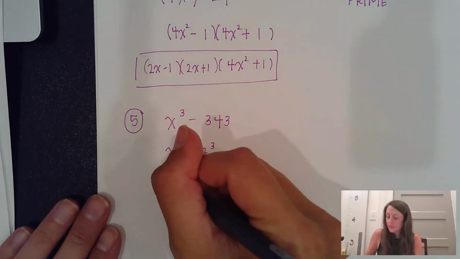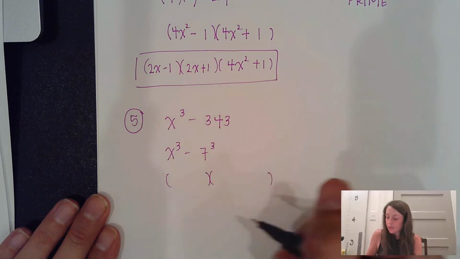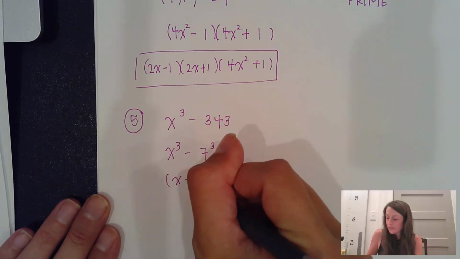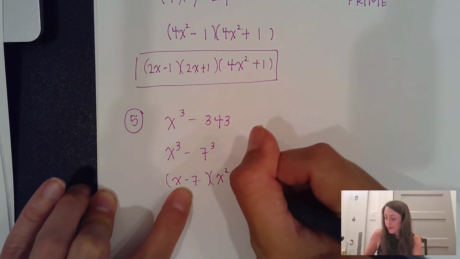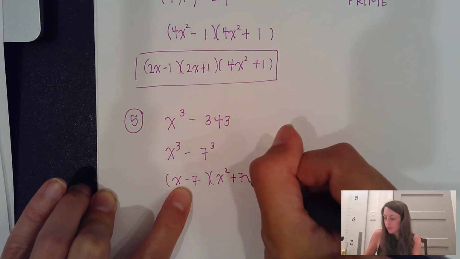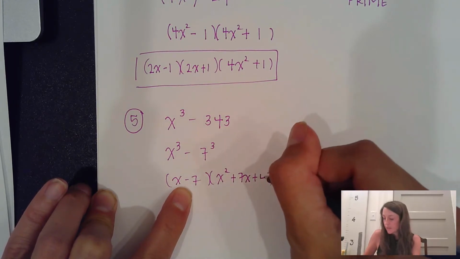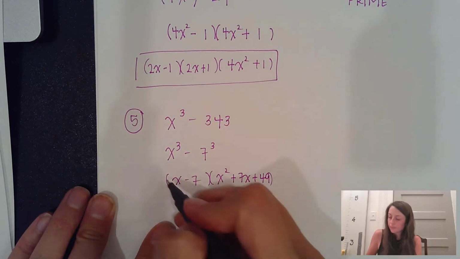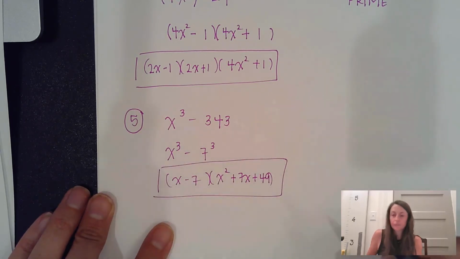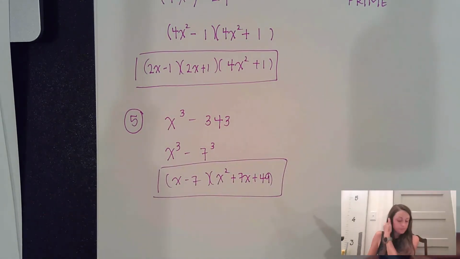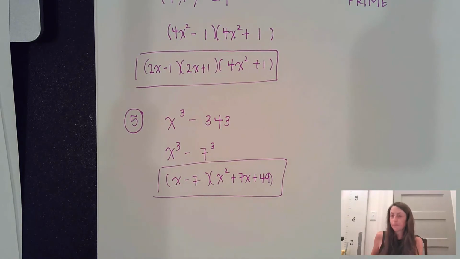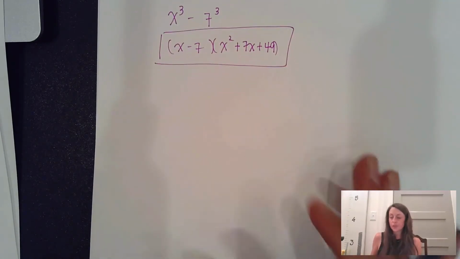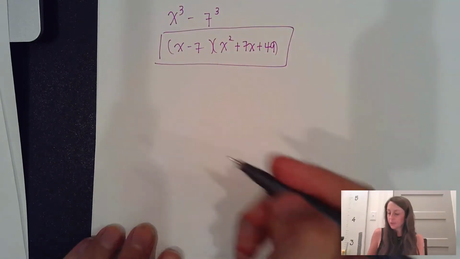So this one's going to be a binomial times a trinomial. So it'll be x minus 7, x squared, opposite sign, product, plus, and then this last term squared. Check it by multiplying it out. Okay? All right, so that's your two terms and your greatest common factor in your two terms.